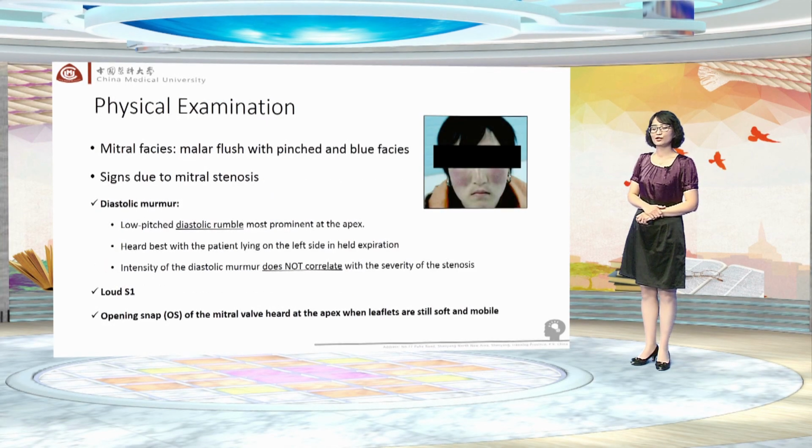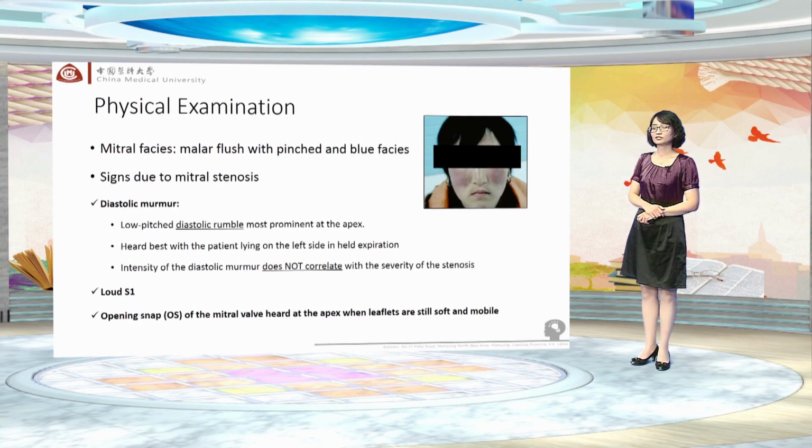In the physical examination, there is a typical finding. We call it mitral facies. From this figure, we see the malar flush with pinched and blue facies of the patient. And some other signs we can find due to mitral stenosis is the diastolic murmur.